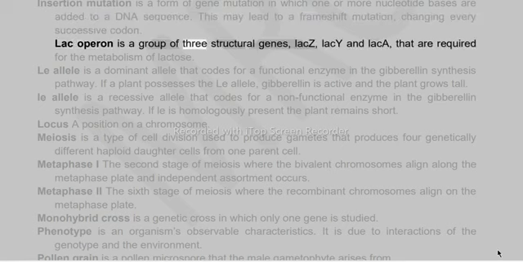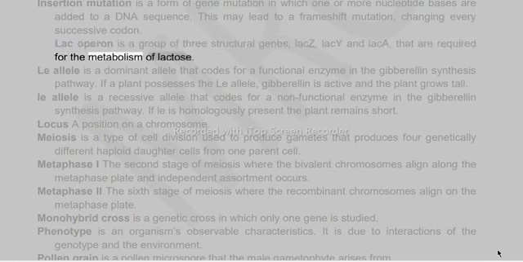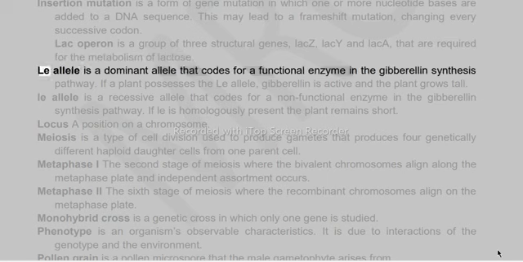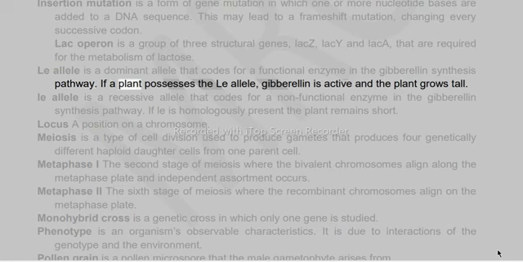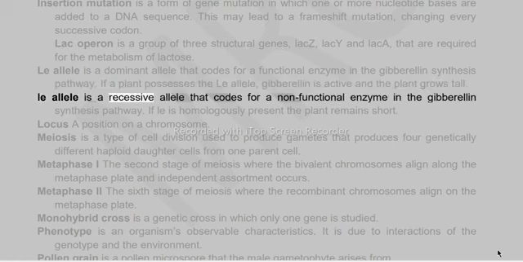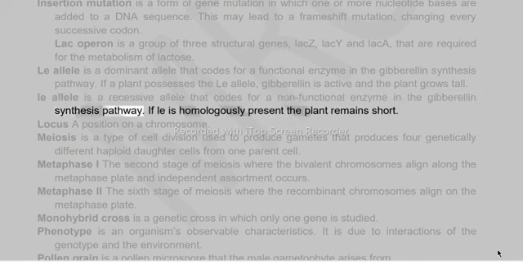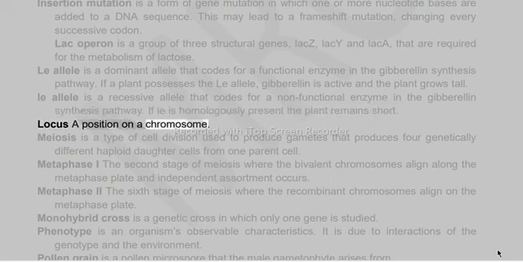Lac operon is a group of three structural genes, lacZ, lacY, and lacA, that are required for the metabolism of lactose. The LE allele is a dominant allele that codes for a functional enzyme in the gibberellin synthesis pathway. If a plant possesses the LE allele, gibberellin is active and the plant grows tall. The le allele is a recessive allele that codes for a non-functional enzyme in the gibberellin synthesis pathway. If le is homozygously present, the plant remains short. Locus: a position on a chromosome.